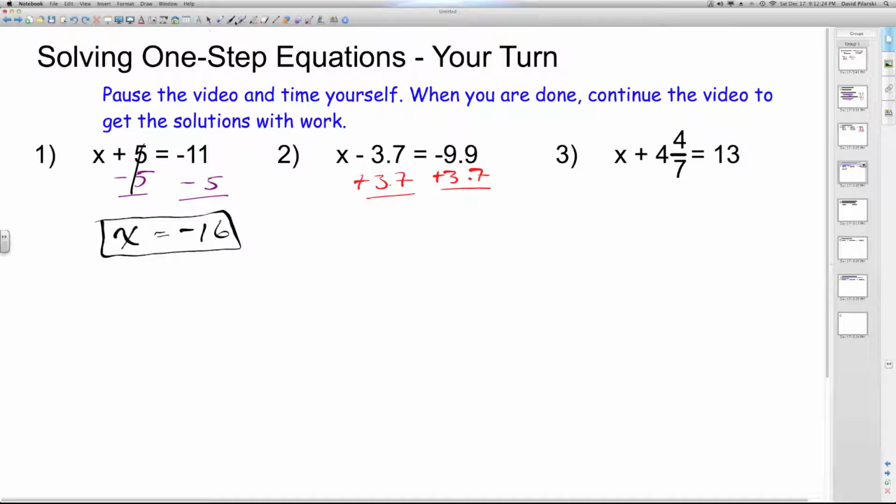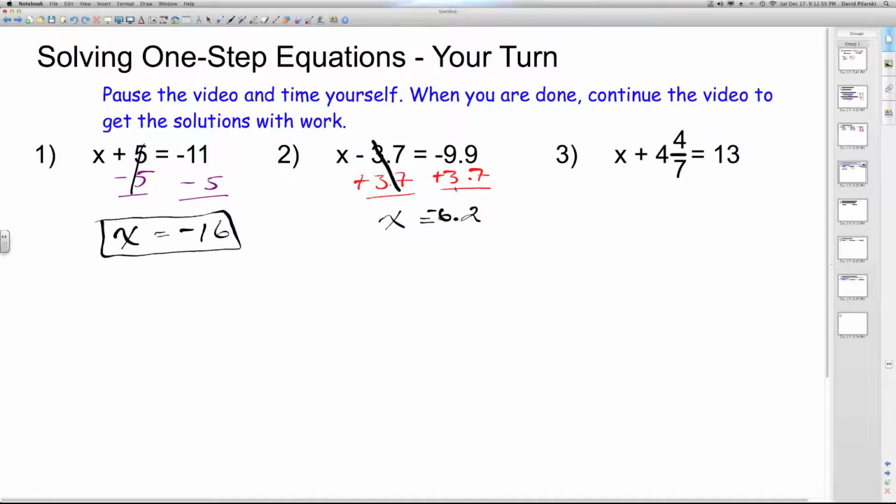On the left-hand side, the 3.7's, since they're opposites, cancel, leaving x on the left. And on the right-hand side, we have to do the calculation, negative 9.9 plus 3.7. They are opposite sign numbers, therefore we subtract their absolute values. So 9.9 take away 3.7. 9 take away 7 is 2. The decimal place goes right there, and 9 take away 3 is 6.